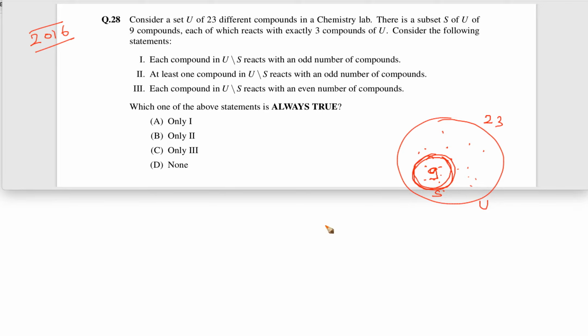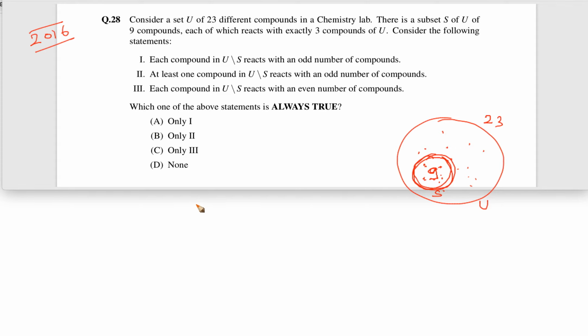But we have to somehow find a relation, because now they are talking about each compound in U minus S reacting to an odd number of compounds or an even number of compounds. That relation we have to find. So the trick is to find what number of elements each element on an average reacts to. If we incorporate the number of reactions for each element, we will try to find some pattern.